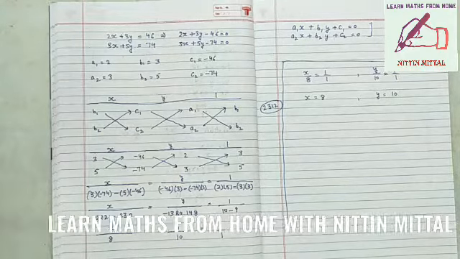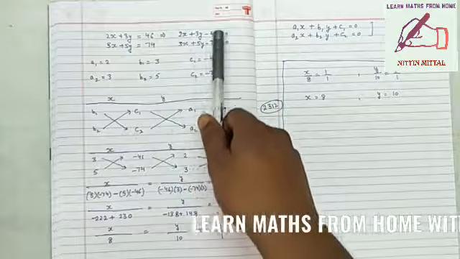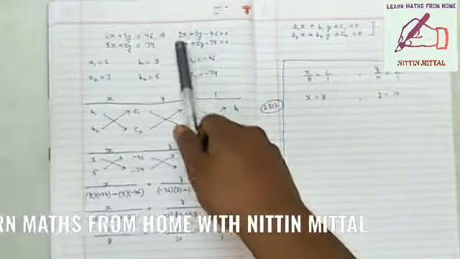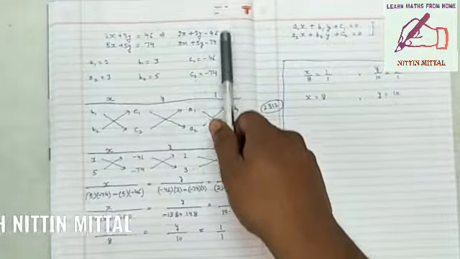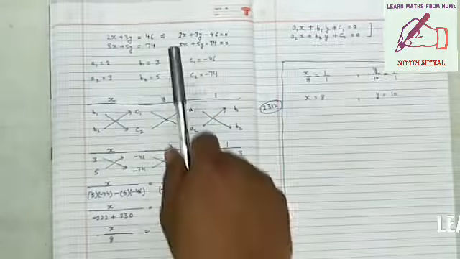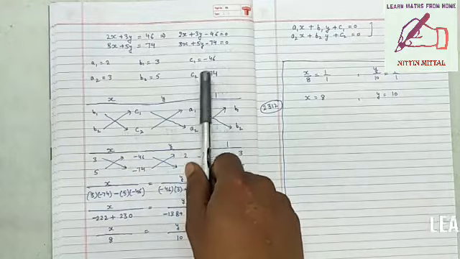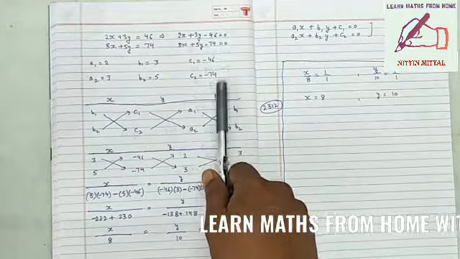Once again, the given pair of linear equations, we have to write in standard form, which means all the terms should be on the left hand side, and on the right hand side only 0 should be there. Then we will compare it with the standard pair of linear equations and write the coefficients a1, a2, b1, b2, c1, c2. This is your first step.